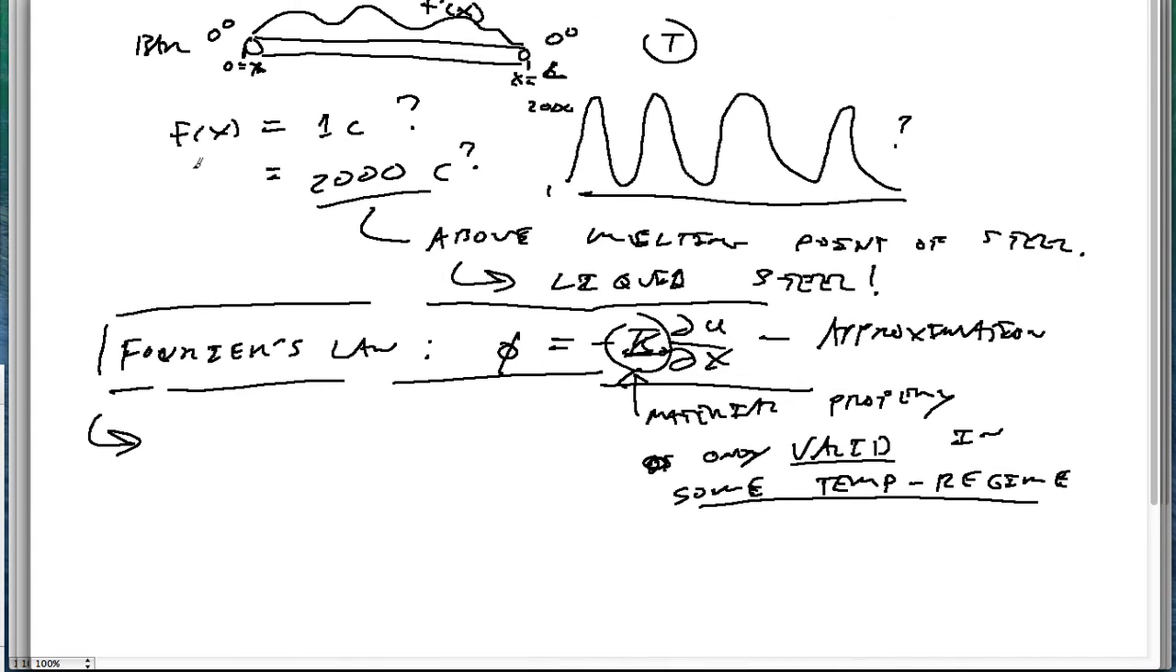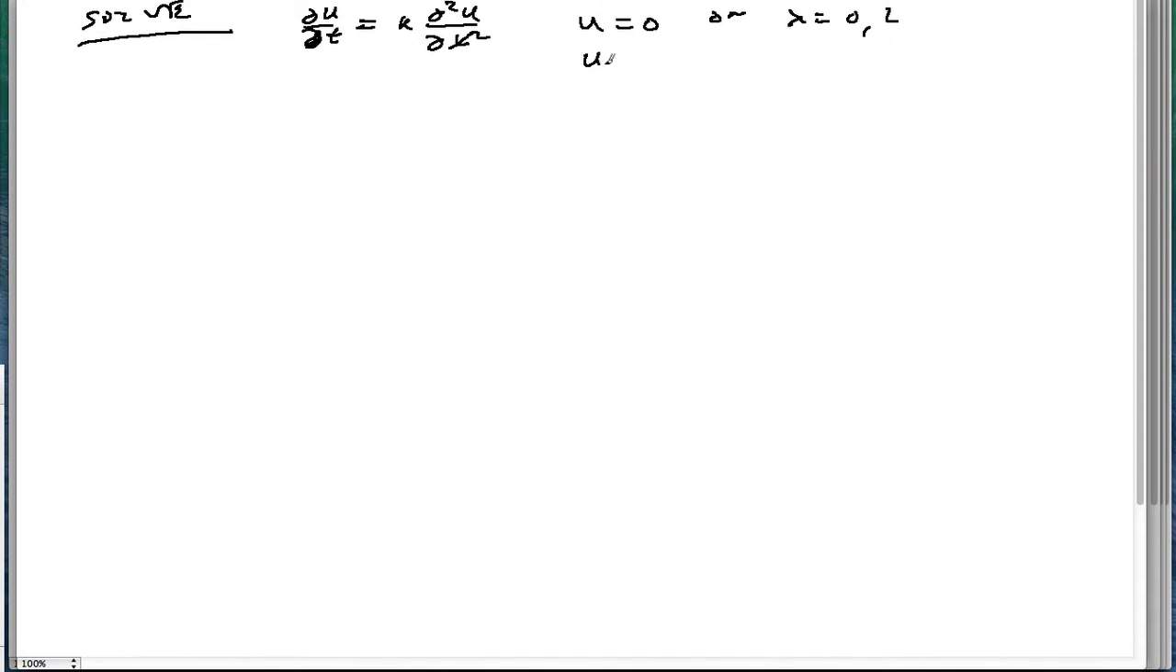So with those points in mind, now let's actually get down to solving. We're going to write down our equation again. The partial of u with respect to t is equal to k times the second partial with respect to x. Again, we want u equals 0 on x equals 0 and L, and we want u at t equals 0 to equal f of x, that initial condition. So those are the three ingredients of my model.